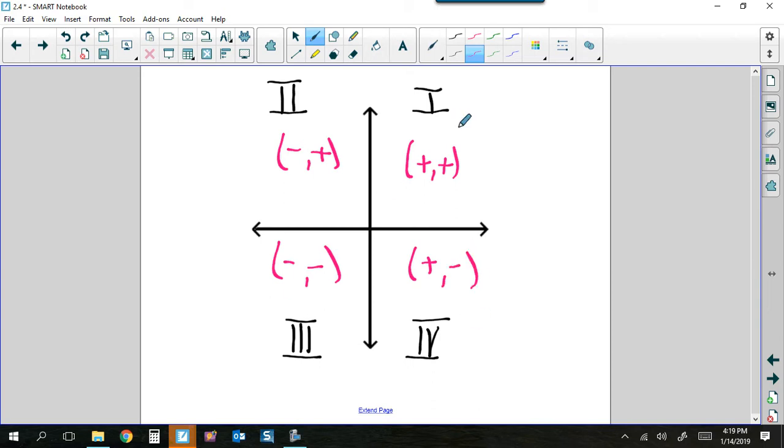So in quadrants 1 and 3, we have 2 positives or 2 negatives, and then in quadrants 2 and 4, you have 1 of each: negative x, positive y, and a positive x, negative y. If you understand that, which hopefully you all are good with, your rules for rotations are going to follow very nicely. I'm going to go ahead and show you on the back side what a rotation is going to look like at first, and then hopefully help you remember an easy way for these.